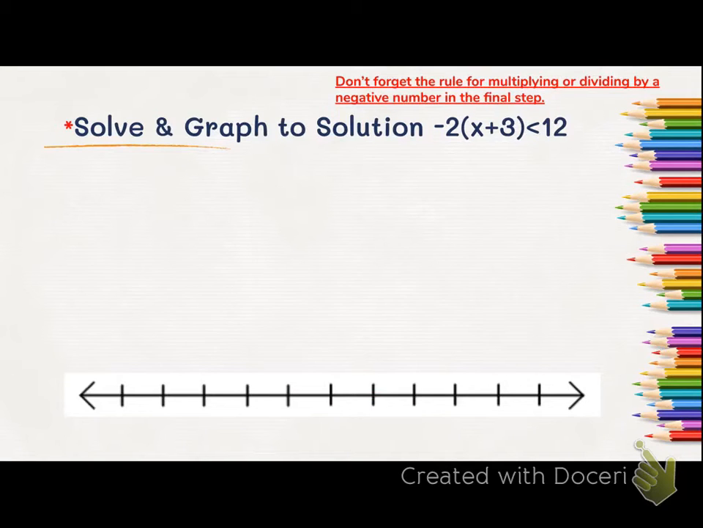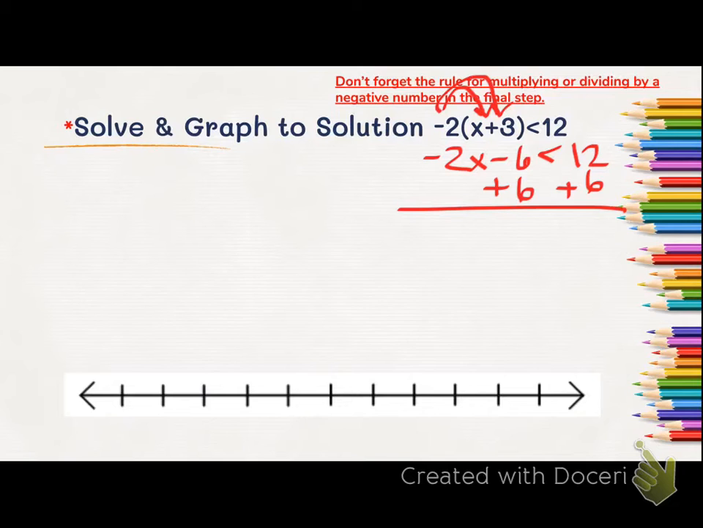Up next, we're going to use the distributive property again. Negative 2 times x is negative 2x. Negative 2 times 3 is negative 6. We're going to bring down less than and 12. Now we would add 6 to both sides to get rid of the constant. And we're left with negative 2x is less than 18.